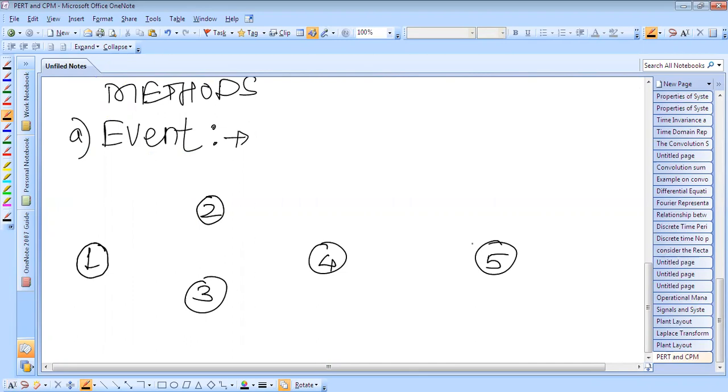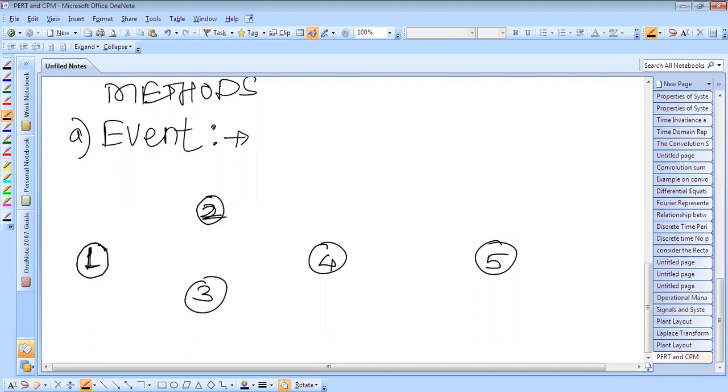So the event: an event is a specific instant of time which marks the start and the end of the activity. Events consume neither time nor resource, and this is generally shown by a circle. It is represented by a circle, and the event number is written within the circle. So this is event number 1, this is event number 2, this is event number 3, this is event number 4. In this way the event number can be written.